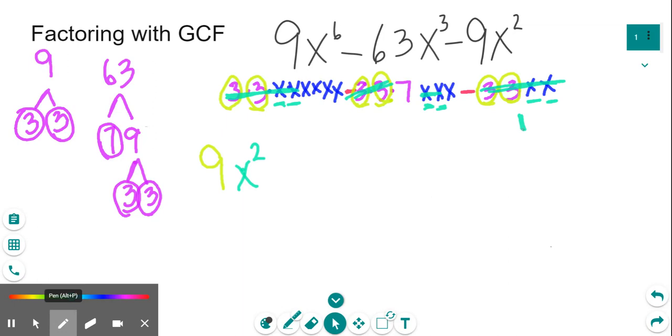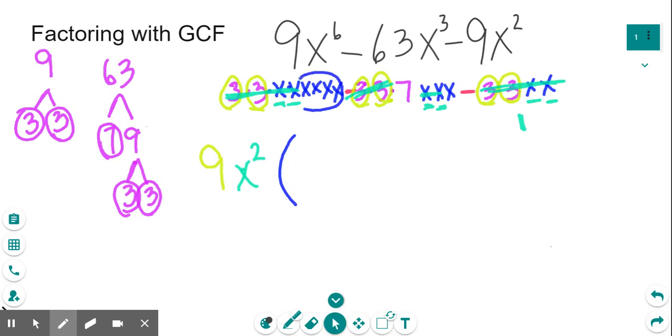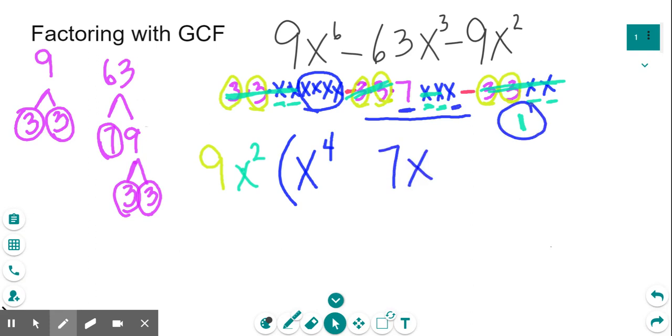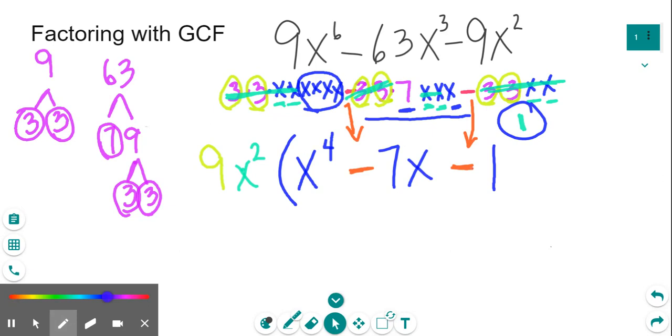All right. So I'm going to open that up. Let's see what I have left here. Here I have 4 x's, so that's x to the 4th. Here I have a 7 and an x, so that's 7x. And remember, for the last one, I have a 1. And make sure that you bring those minus signs down. Okay, so there's your answer. 9x squared times x to the 4th minus 7x minus 1.